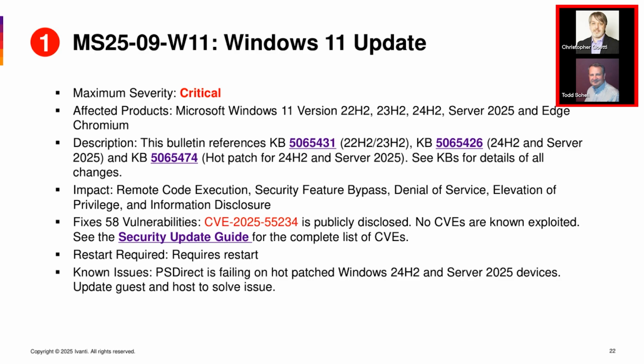I included the Hot Patch KB article this month in particular because there is a known issue for those of you that are using Microsoft's Hot Patch capability. There is an issue with the PowerShell Direct Connect functionality failing on hot patch systems, obviously the 24H2 and the 2025 devices. Essentially, it's an issue around an incompatibility when you have different versions of patch on the two pieces that are involved in the connection, the guest and the host.